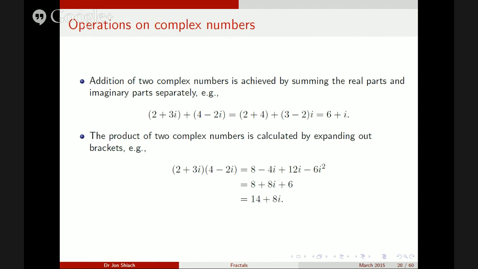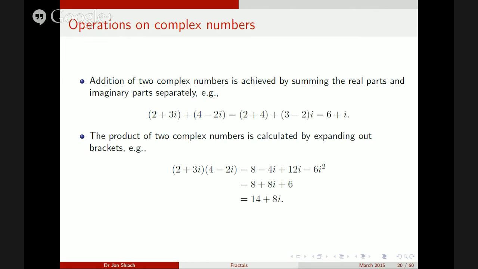So addition. If you're adding two complex numbers, add the real parts together and add the imaginary parts together separately. So here we've got two complex numbers: 2 plus 3i plus 4 minus 2i. If we add the real parts together, we've got 2 plus 4. Add the imaginary parts together, we've got 3 minus 2. And so the complex number we end up with is 6 plus i.